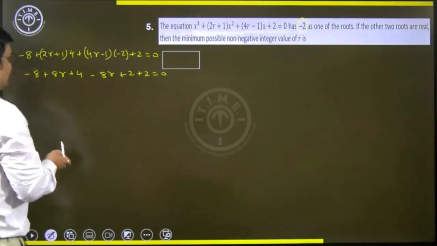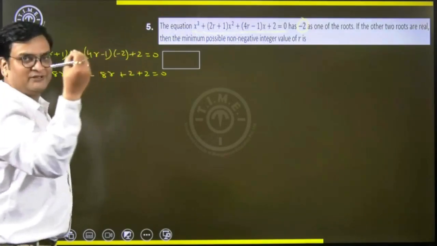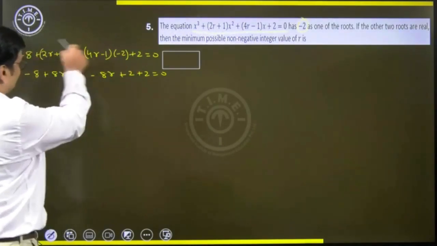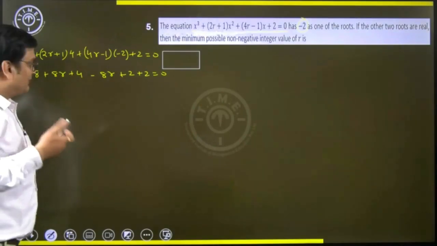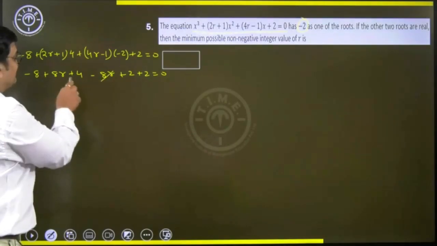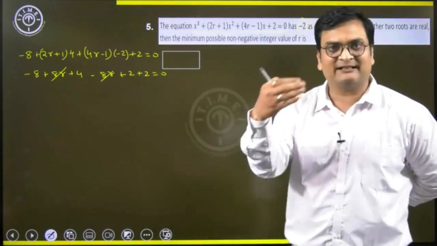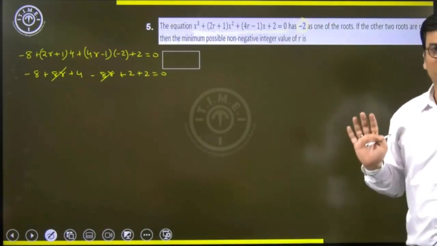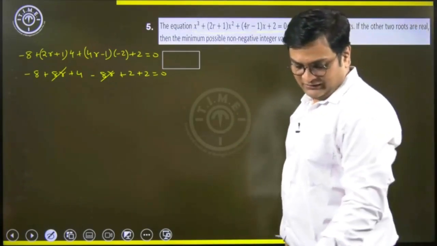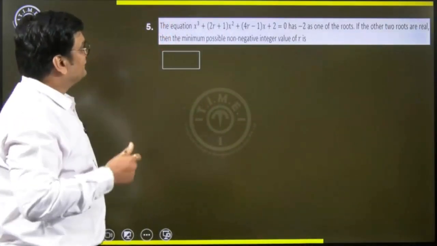So, here the unfortunate thing is, the entire purpose of substituting the value of minus 2 was to get the value of r. But right now, please note, when I am trying to find the value of r, r is getting cancelled out. That means this approach that I started off with is not really a valid approach. This substitution and then finding the value of r is not yielding results. So, we need to think of something else.